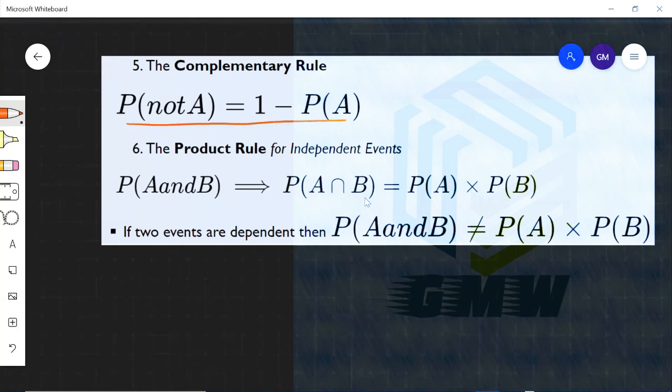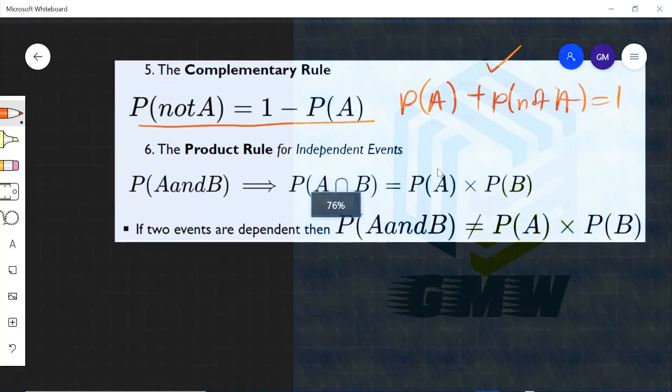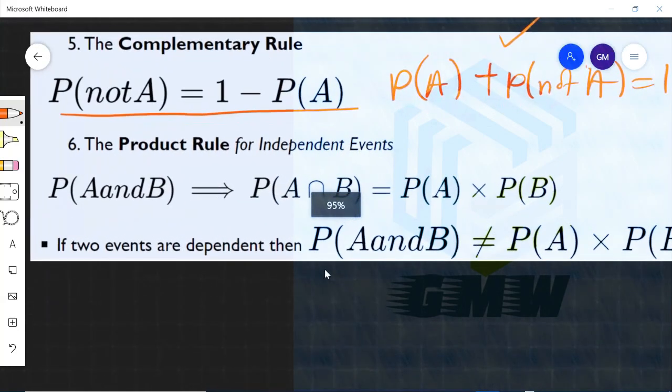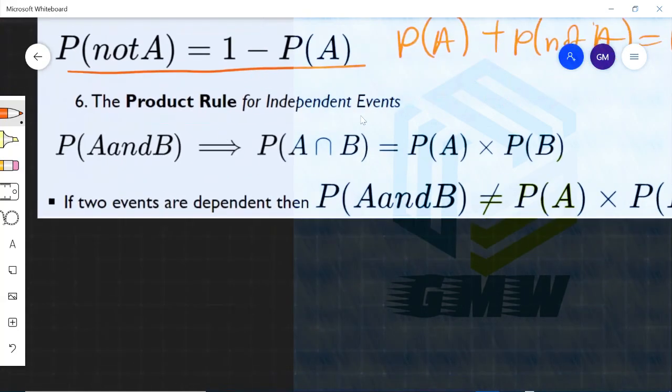Then we have another part, what we call the complementary event. We spoke about it already, where we said probability of A plus probability of not A equals 1, right? So this one is covered. If I give you one of these, you can find the other one. Then now we have the product rule for independent events. If events are independent, probability of A and B will equal probability of A times probability of B.